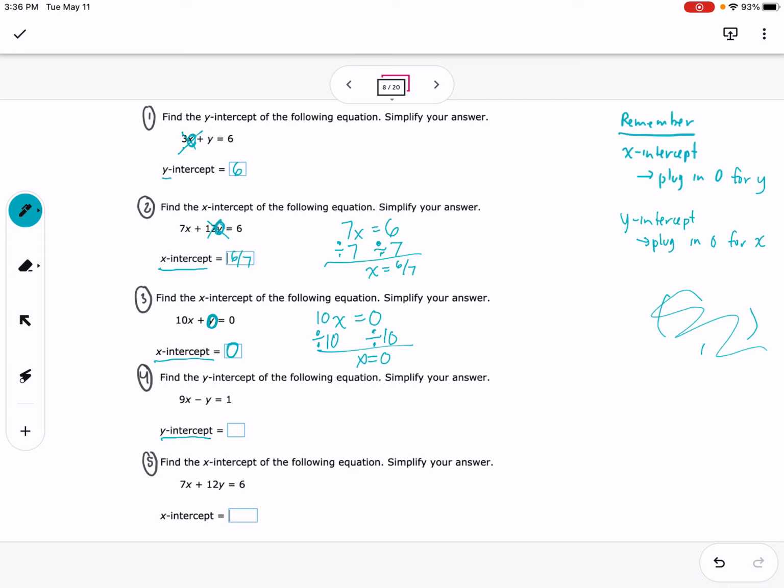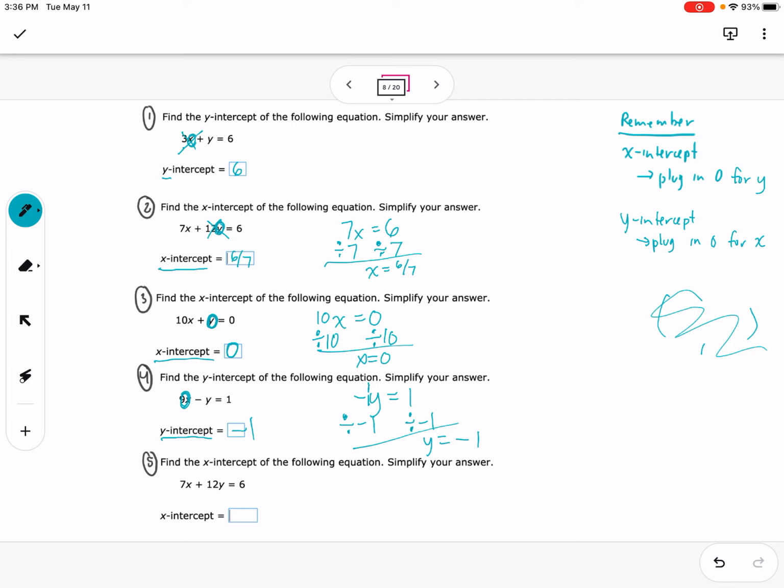Okay, in this next one, I'm looking for the Y-intercept. So I'm going to plug in 0 for x. Now look, careful here, because now what I have is negative y equals 1. Negative y equals 1. Well, that's the same as negative 1y equals 1. So I'm going to divide to get y by itself. I'm dividing by negative 1, and I get y equals, positive divided by negative is negative, and 1 divided by 1 is 1. So here the y-intercept is negative 1.